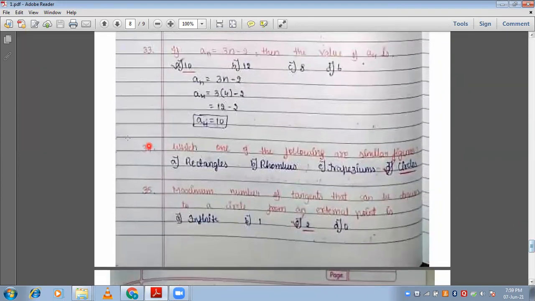Next question. If an is equal to 3n minus 2, then value of a4 is dash. In the place of n, substitute 4. 3 into 4 minus 2. 3 4s are 12 minus 2 is 10.